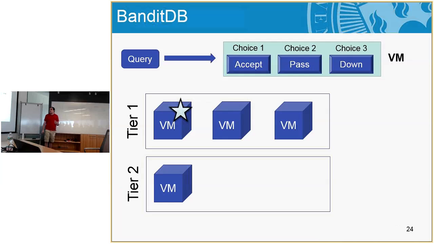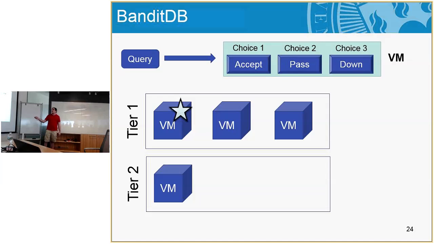So essentially what we'll do is we'll create a tiered network of contextual multi-armed bandits. Each one of these VMs is going to play a slot machine, and that slot machine is represented up here by these 3 levers. So when a query comes in, it goes to the top left VM, and this VM plays a game. It has to say, am I going to pull the accept lever, the pass lever, or the down lever? If it chooses to pull the accept lever, that query will be processed on that VM. If it chooses the pass lever, that query will be passed to the next VM in the same tier. If it chooses the down lever, it'll be passed downward to the next tier. If you choose to pass when there's no VM to the right of you, that represents provisioning a new VM.